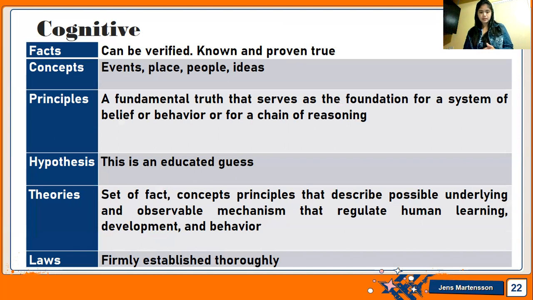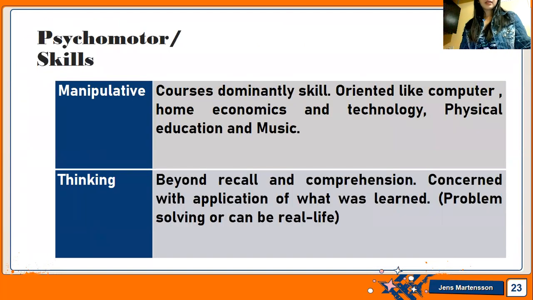Next is hypothesis. This is an educated guess. And theories: a set of facts, concepts, principles that describe possible underlying and observable mechanisms that regulate human learning, development, and behavior. And lastly, laws, which are firmly and thoroughly established. So next is the psychomotor skills. As we all know, this learning is demonstrated by physical skills such as movements, coordination, and manipulation.